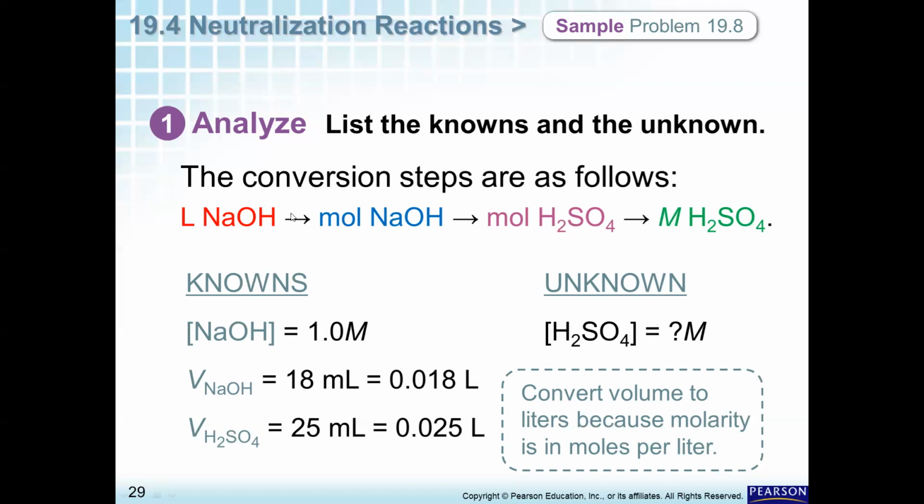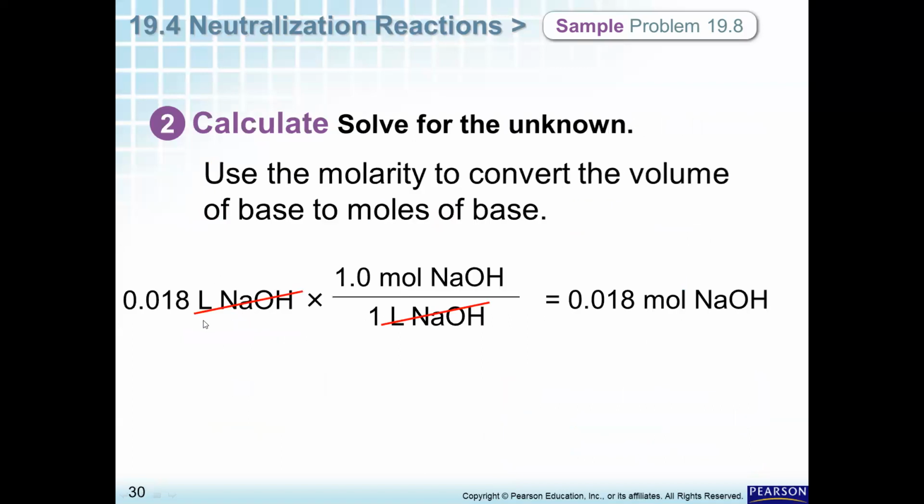So we use that, and once we have the moles of sodium hydroxide, we can use the equation to find the moles of sulfuric acid. Once we get this, we can change it into concentration. Let me show you. Here's the liters of sodium hydroxide, 0.018. Why is it 0.018? Because we have to divide the 18 milliliters by 1,000 to change it into liters. It has to be in liters, because 1 molar means 1 mole per 1 liter. So the liters go with the liters, and we end up with 0.018 moles of sodium hydroxide used.